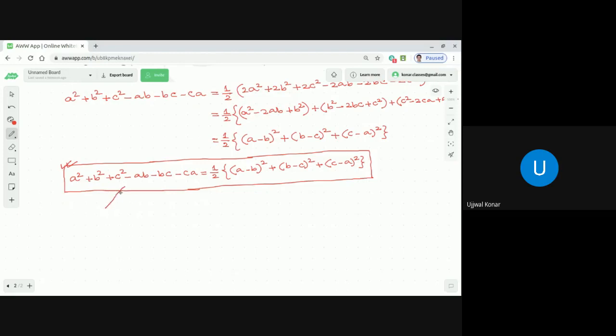What we can conclude is that for any three real numbers a, b, and c, a square plus b square plus c square minus ab minus bc minus ca is always positive, we can write, greater than or equal to 0.